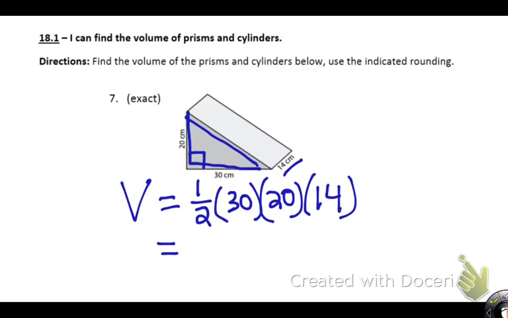So I'm going to do 30 times 20 times 14, and then I'll do times 0.5. So I get 4,200 cubic centimeters.